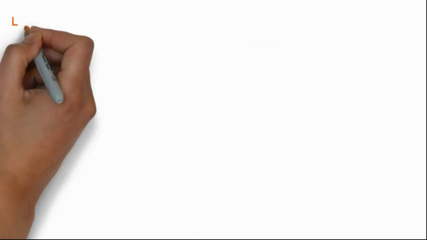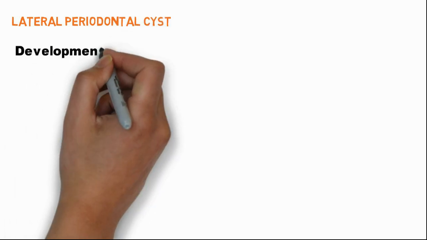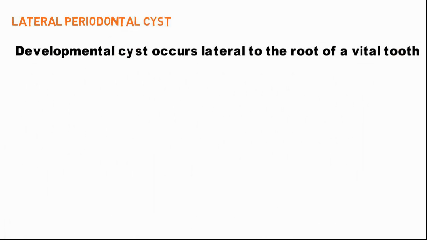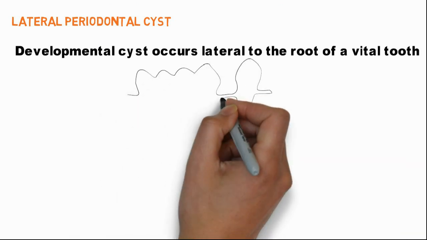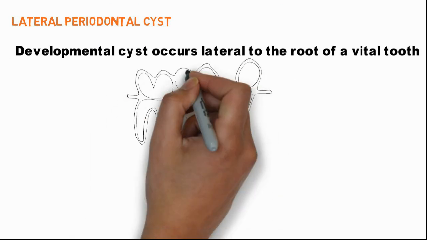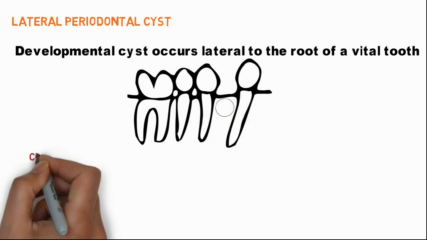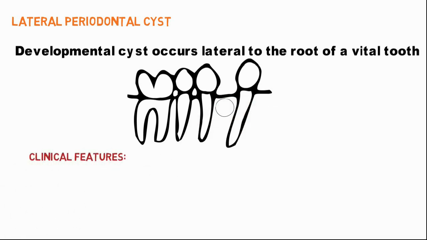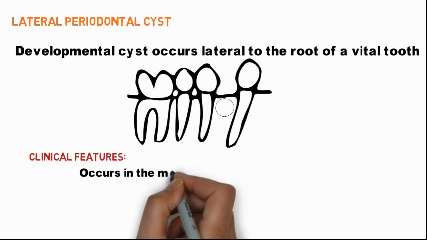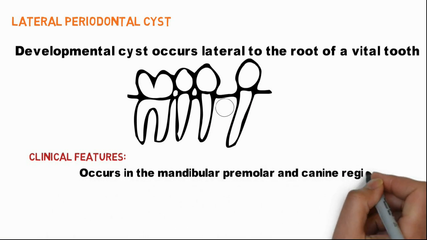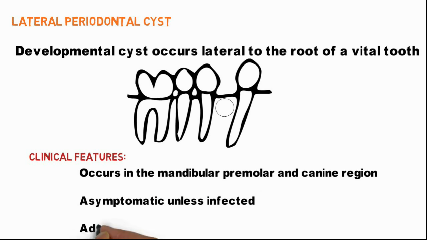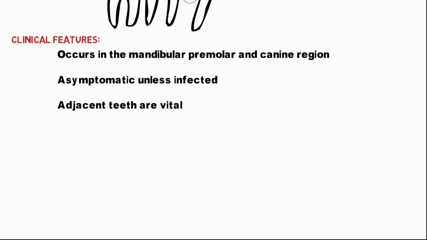Developmental cysts include lateral periodontal cyst. It is a developmental cyst that occurs lateral to the root of a vital tooth. Clinical features: it occurs in the mandibular premolar and canine region. It is asymptomatic unless infected. The adjacent teeth are vital.